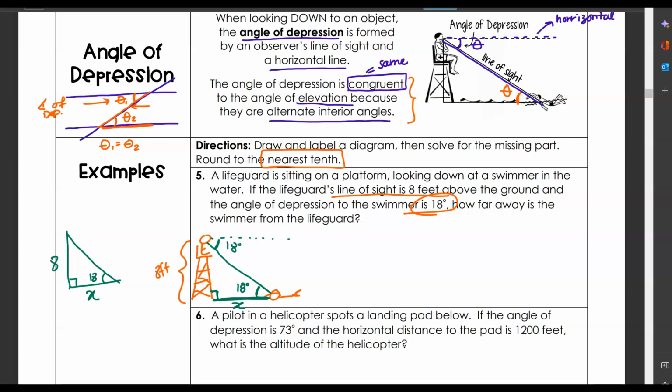We can see that because I don't know the hypotenuse, the best trig function to use is the tangent function. So I'm going to take tangent of 18 degrees, and that's going to equal 8 over x. We're going to multiply both sides by x. Here's our tangent of 18 degrees, and this equals 8. And then we have x equals 8 over tangent of 18 degrees.